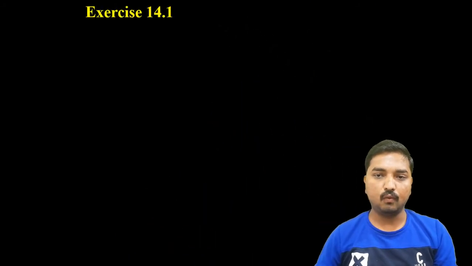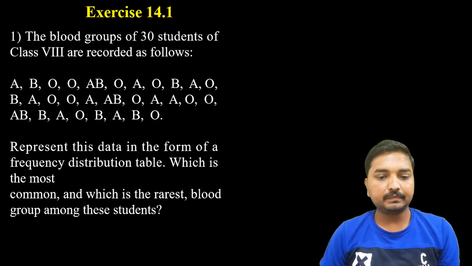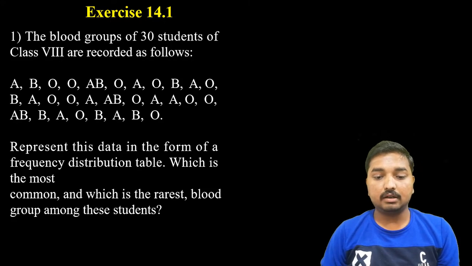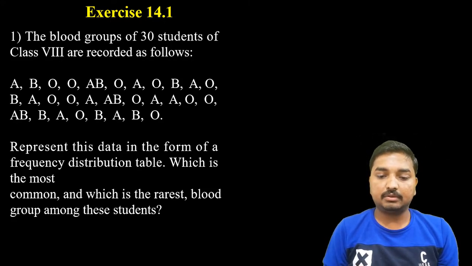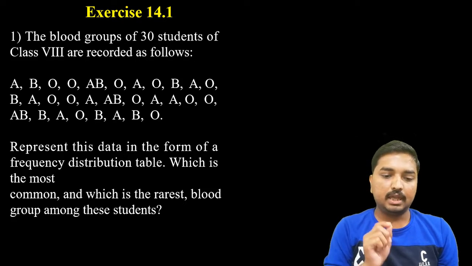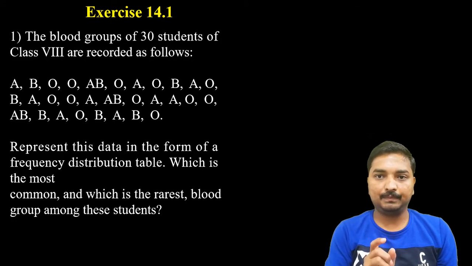The first exercise in this chapter is based on presentation of data. So now I will move on to exercise 14.1 and look at the first question in this exercise. The blood groups of 30 students of class 8 are recorded as follows. It is actually the data of 30 students, the blood group of each student: A, B, O and so on. There are 30 observations, 30 data.